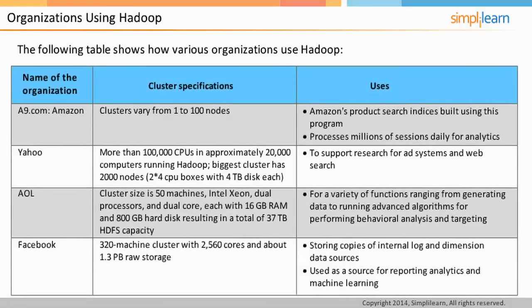Yahoo was the first company to design and use Hadoop as a core part of their system operations. Now Hadoop is a core part of systems at Internet companies like Facebook, LinkedIn, Twitter, and many enterprise organizations such as JP Morgan, Chevron, and so on. The table displays the names of organizations, the cluster specifications, and the way they have made use of Hadoop.